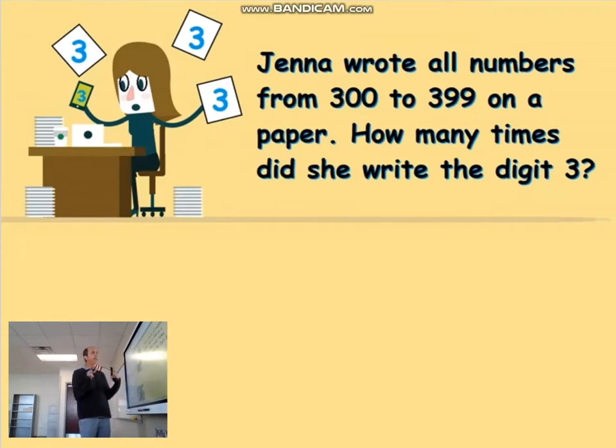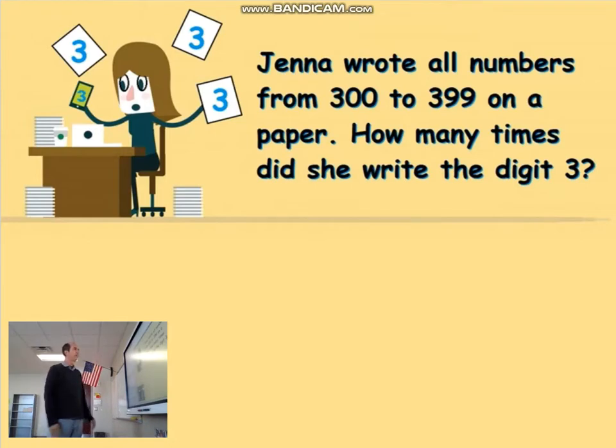And to start, we have this math puzzle. It's about Jenna, and I don't know why she did it, but she wrote all numbers from 300 to 399 on a paper. How many times did she write the digit 3? You can do the same thing, write all the numbers on a paper and count, or maybe there is a clever, smart way of finding out.